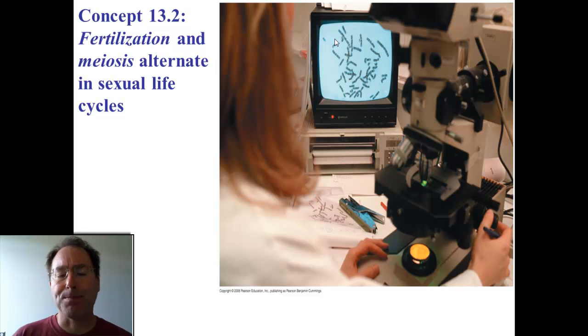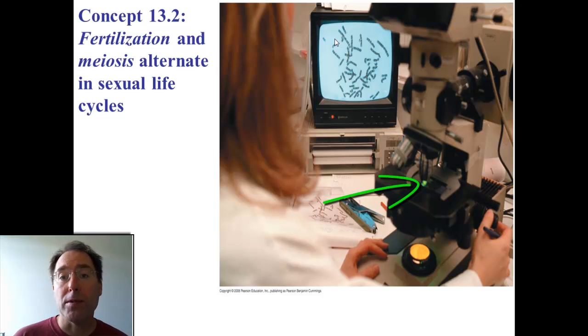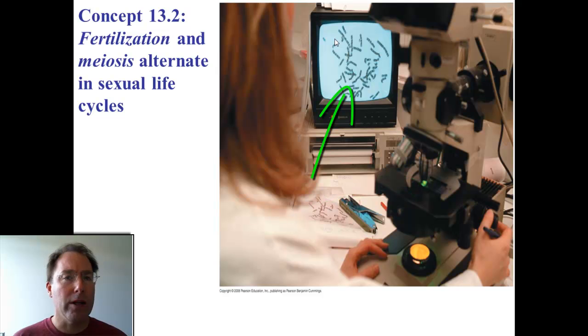But first, the title of chapter 13.2 is Fertilization and Meiosis Alternate in Sexual Life Cycles. What this woman is looking at here are a bunch of chromosomes. And these chromosomes have been prepared. So here's how she did it.